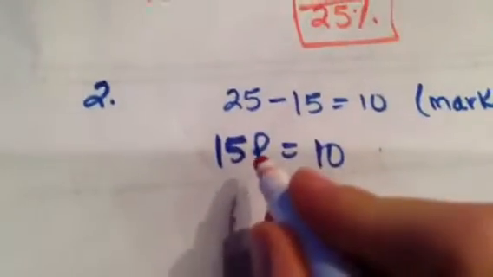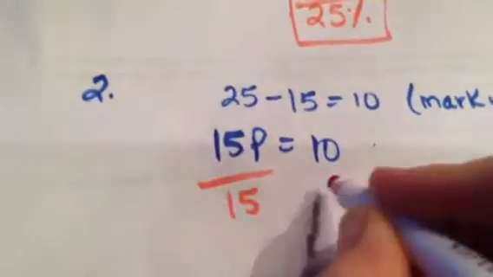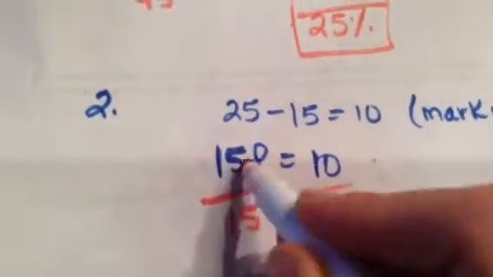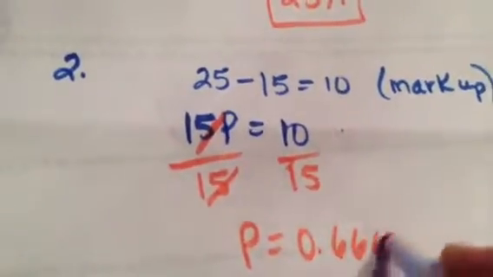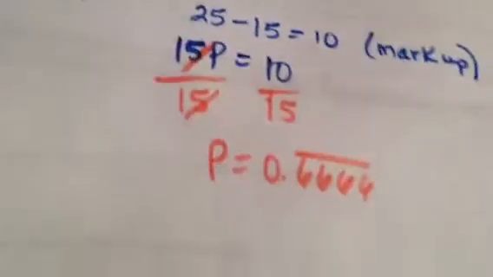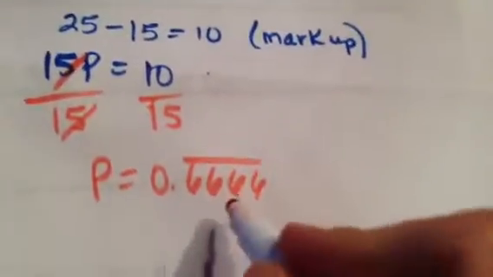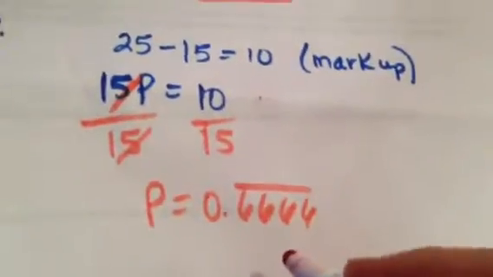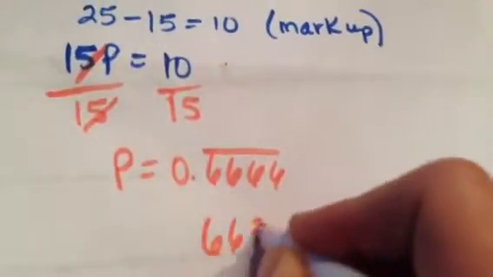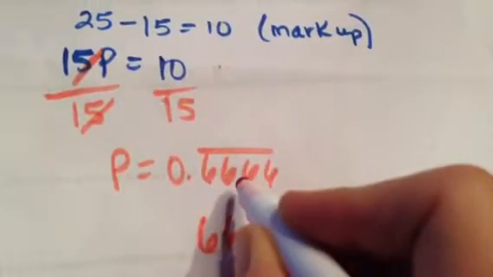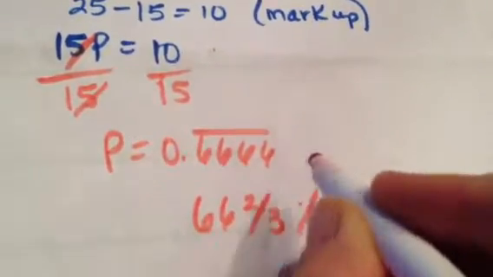When you get ready to solve for P, just divide both sides by 15. Whatever's with the letter, we divide by that. When you hit this in your calculator, you're going to get something like this, just that repeating 6. There's 2 things you can do. Hopefully you remember that a repeating 6 is the fraction 2/3. If not, maybe you will now. The exact answer would be 66 2/3, because if you move this over 2 places, you get a 66 and a repeating 6.